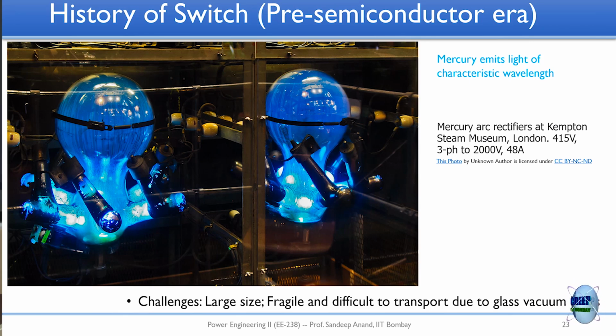This is a restored mercury arc valve at Kempton Steam Museum in London, and this can take 415 volts, the maximum voltage it can take. A 3-phase rectifier can be formed using these devices. You didn't have diodes at that time, so you could form a rectifier using these devices, and the ratings of the device voltage and current are also given to you. These are two, of course.